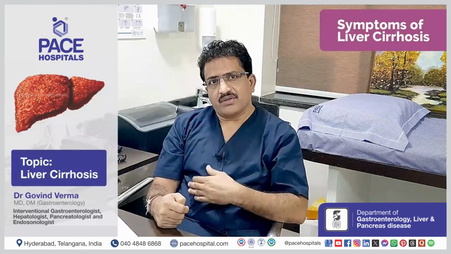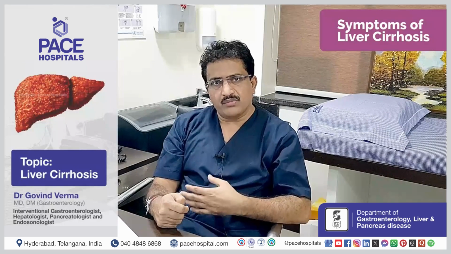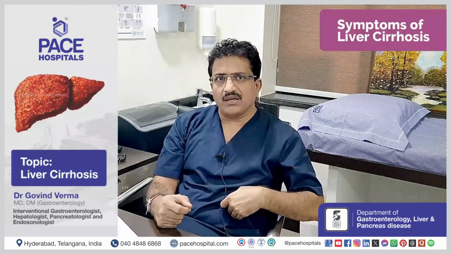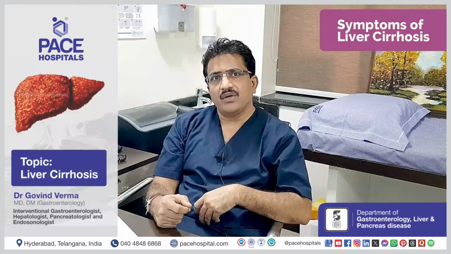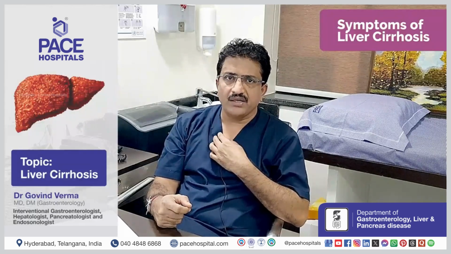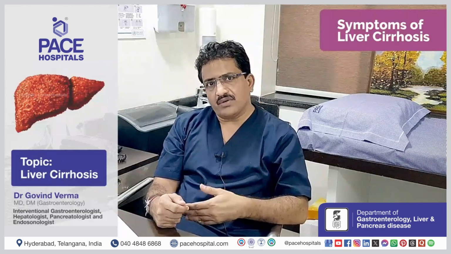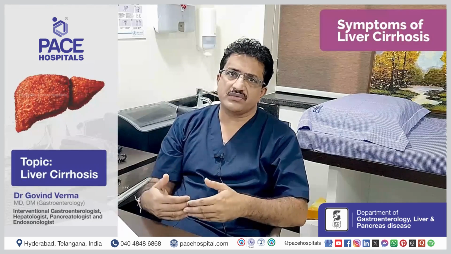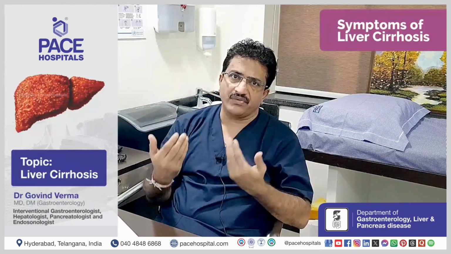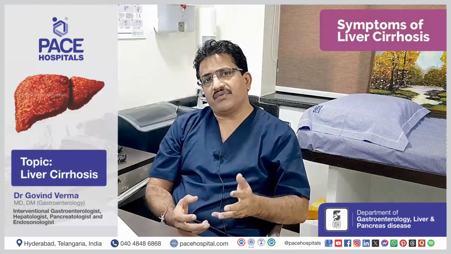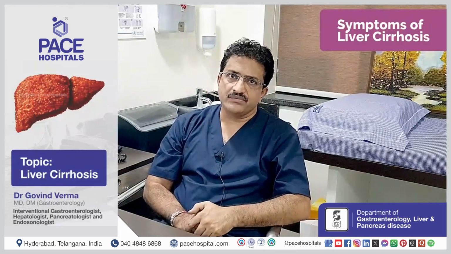There will be distension of the abdomen in the form of fluid accumulation called ascites. There will be liver enlargement and spleen enlargement. Few patients may have dilated vessels over the chest, which we call spider nevi. Few patients may have swelling over the feet as a presentation. They start with swelling over the feet, and then the swelling increases over the abdomen and face. We call it edema feet. A few percent of patients may present with Dupuytren's contracture.